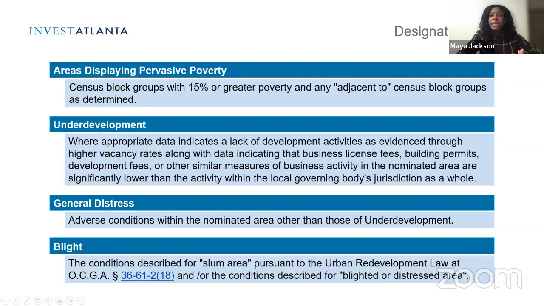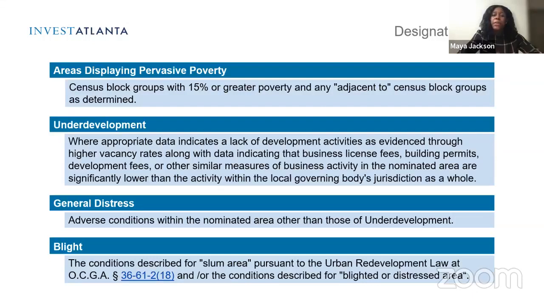So when we submit these designation applications to DCA, they're looking for areas that have a poverty percentage of 15% or more, areas where there's significant underdevelopment. So like I said, you're not seeing a lot of influx of new businesses. You're not seeing a diversity in businesses. You might be seeing the same types of businesses come up, and not really anything that's serving the community. So we're seeing significant underdevelopment, and we're also seeing distress and blight.